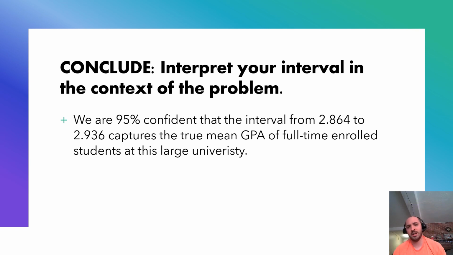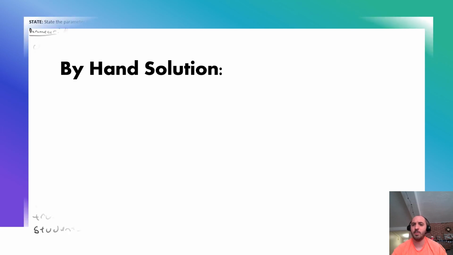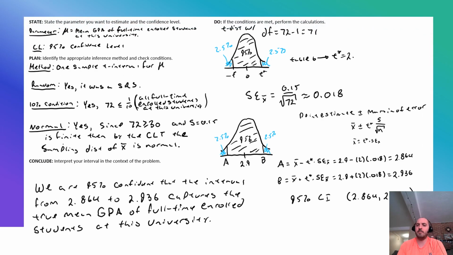Now, you're not writing it in a PowerPoint like I have. You're probably going to write it up by hand. So your by hand solution should probably look something similar to what I have here. I still have everything we just talked about in the state, plan, do and conclude process, but it's just in writing form. So that is it.